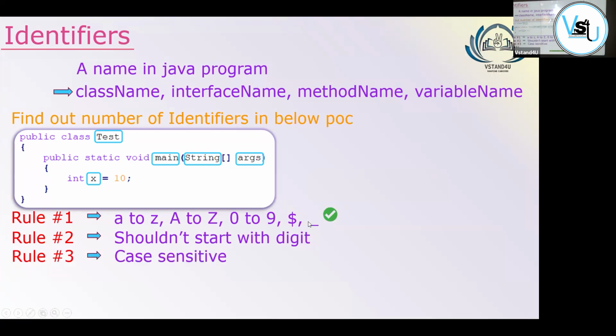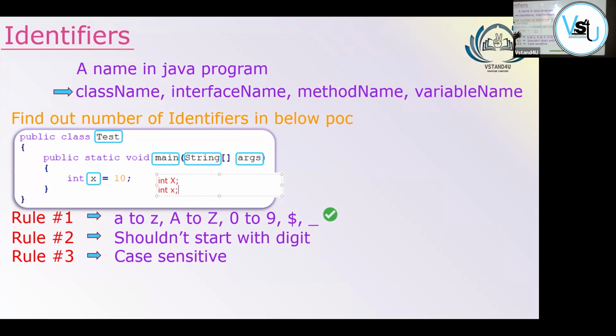What is the rule number 3? Case sensitive. So if I am writing uppercase, that is different. Lowercase is different. So if I say, for example, int X, rather than this, if I say int x, this is a different thing. Are you getting my point? They are different variables. Uppercase is a different thing. Lowercase is a different thing. We have to be focusing on the cases.